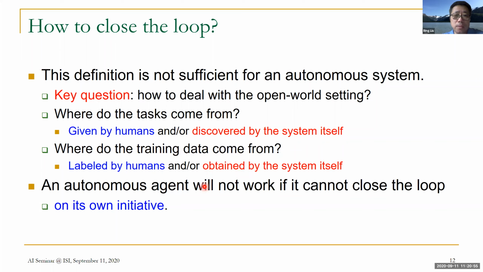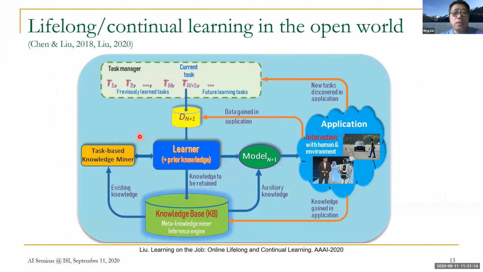And so autonomous agents need to close this loop. You need to close this loop in order to behave properly in the open world where everything goes. We cannot expect something has to be in a certain way. Right. So instead of giving a formal definition, since there is actually no formal definition, I'll just give a diagram.